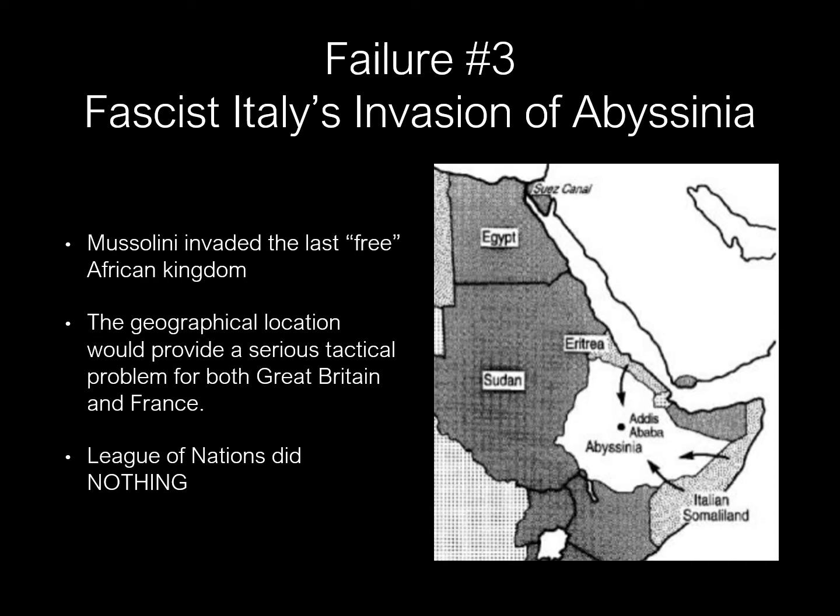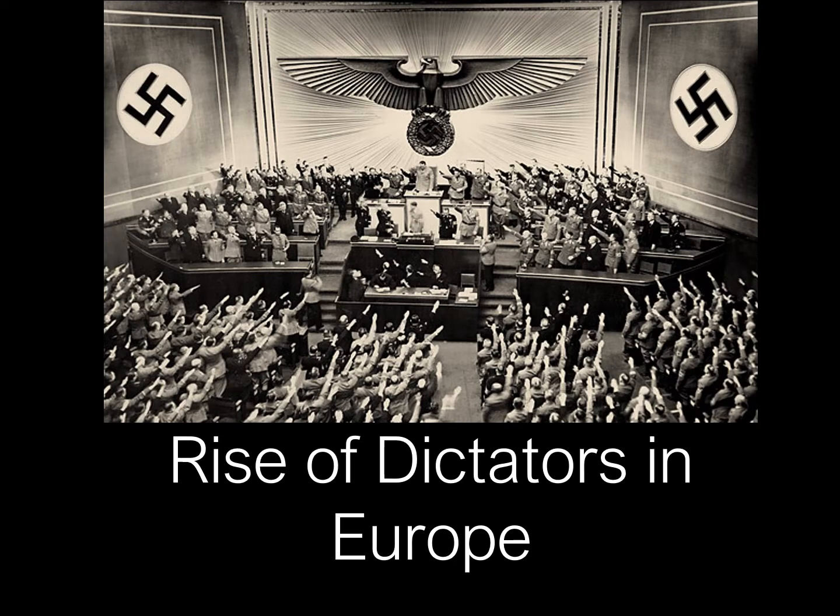The League of Nations did nothing about this, and countries such as Canada actually supported the invasion of Abyssinia as a form of appeasement, like sacrificing Abyssinia in a way to try to preserve the peace that had been won in the Great War. So those were the failures.